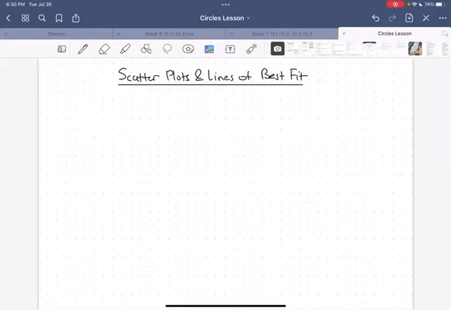Hi everyone, today we're going to do a short lesson on scatterplots and lines of best fit. This kind of question comes up on every single SAT test that I've seen so far, so you better get used to it.